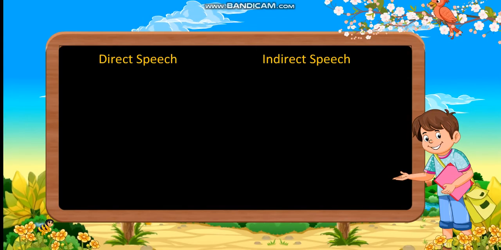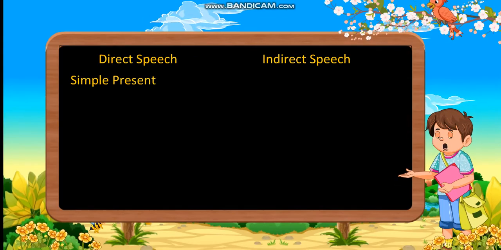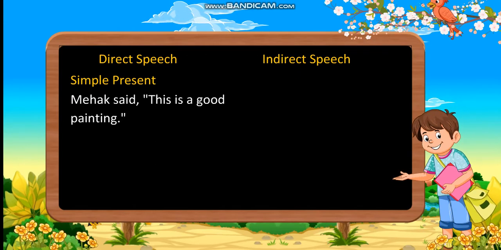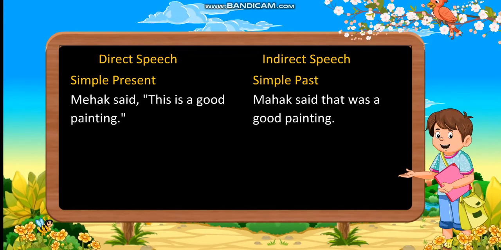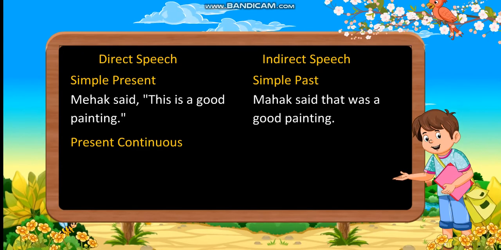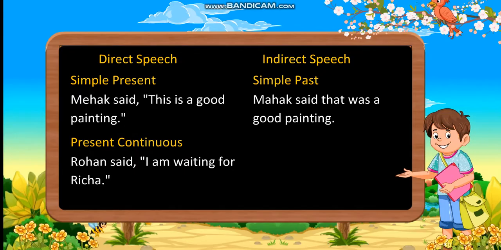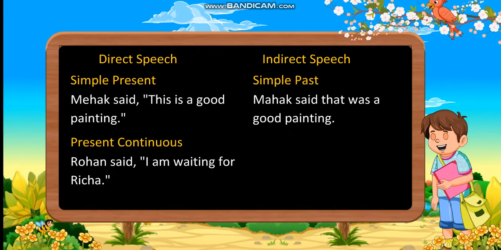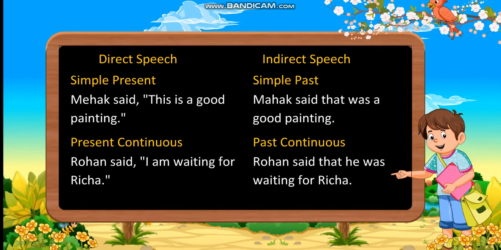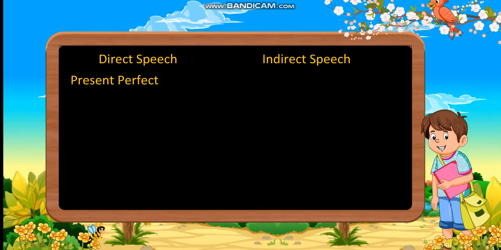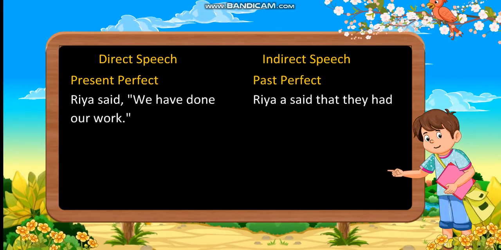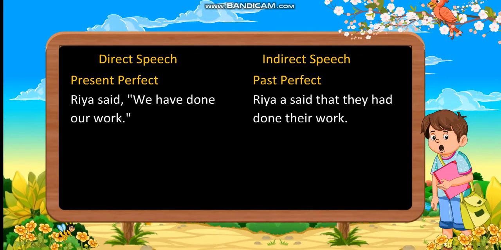Direct speech, indirect speech. Simple present. Mehak said, "This is a good painting." Simple past. Mehak said that was a good painting. Present continuous. Rohan said, "I am waiting for Richa." Past continuous. Rohan said that he was waiting for Richa. Present perfect. Riya said, "We have done our work." Past perfect. Riya said that they had done their work.